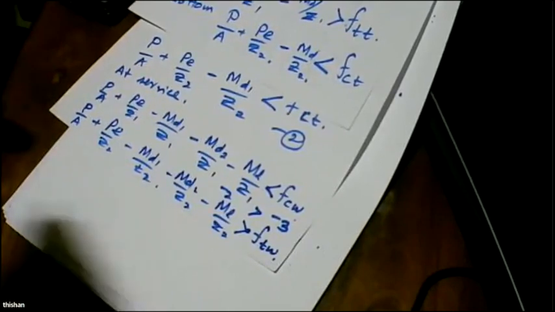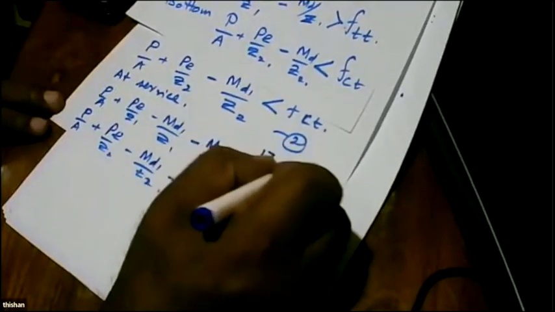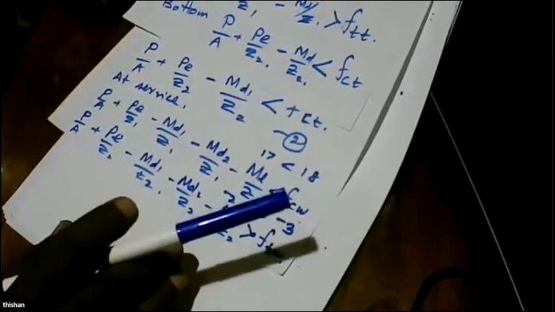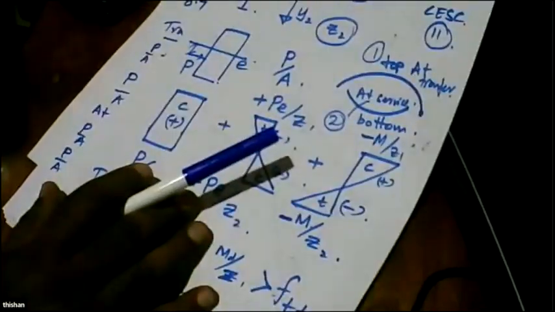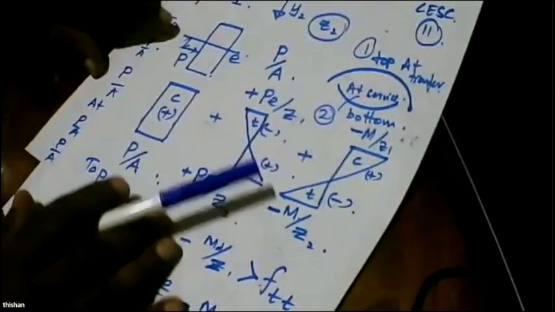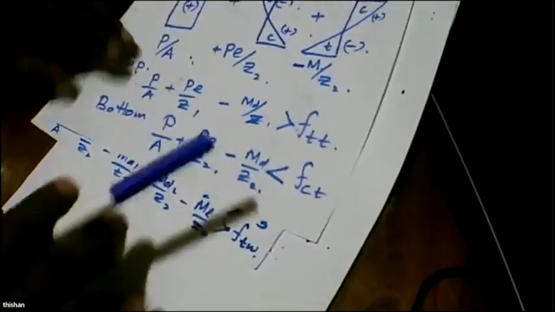Whereas compression is, so here you have to say 17 is less than 18. Whereas in the tension one, we have to always say minus 2 is greater than minus 3. So we get this situation, and that is number 13, the series section. Now we can rearrange these equations.